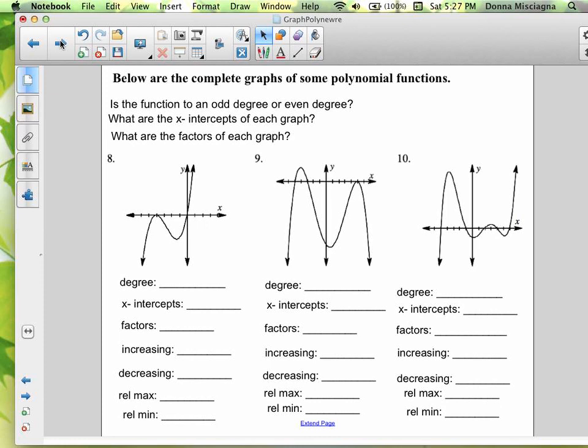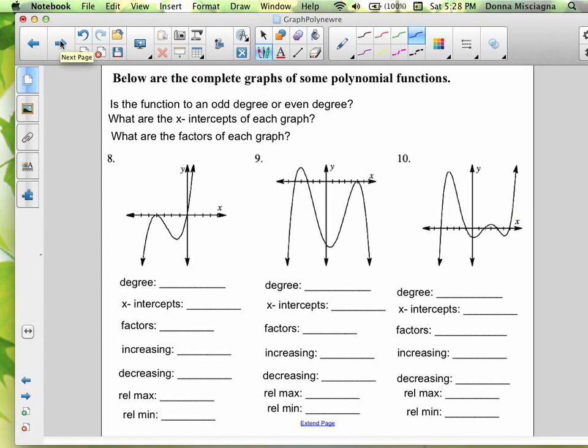So below are the complete graphs of some polynomial functions. They are the complete graphs because you see there's arrows at the end. That's showing it's going to keep on going forever and ever and ever in both directions. The negative side on x and the positive side on x. So we're going to figure out is the function of an odd degree or an even degree. And then we're actually going to figure out not just odd or even, but what is that degree? All right, let's look at the first one.